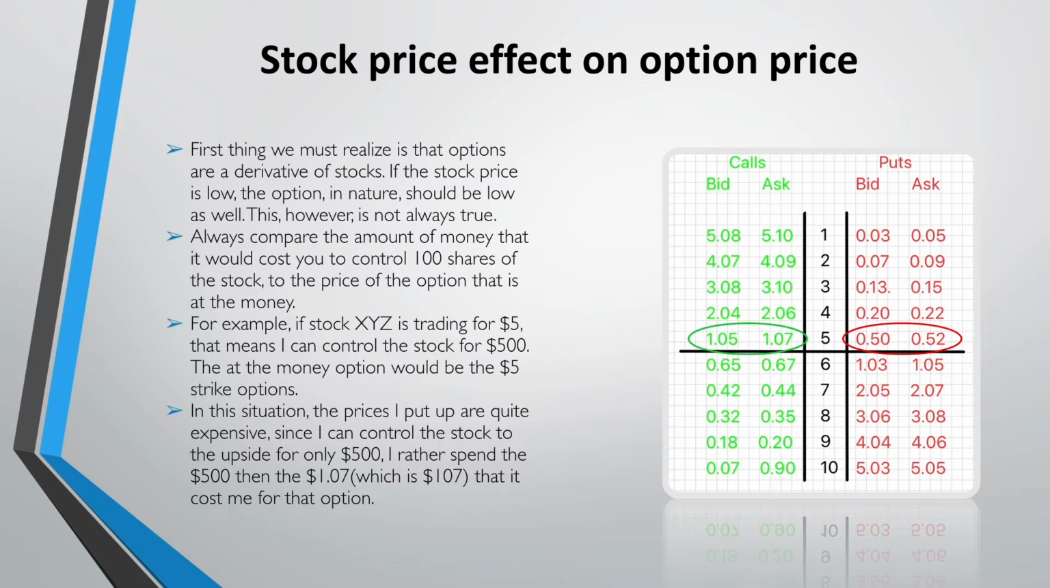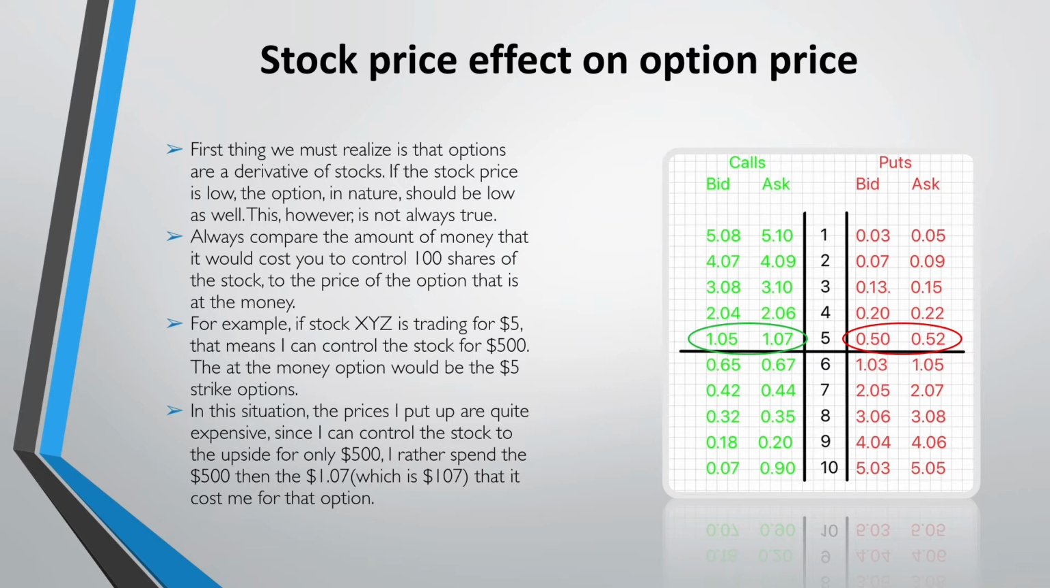An at the money option is just an option that's at the strike price. That's all it is. It's at the strike price, as you can see on the right hand side. That will be how it looks on the option chain.